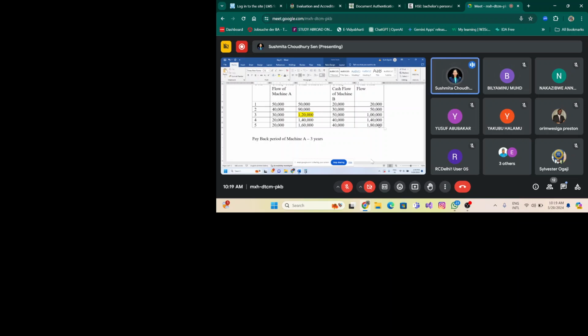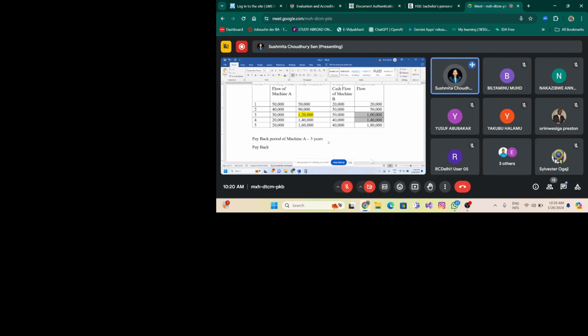Now look at the figures. In the third year I am not getting my investment back. I get more than my investment at the end of the fourth year. So my payback period will lie between the third year and the fourth year. It will be 3 years, but not exactly 4 years. It will be 3 years and a few months. So if that is the situation, how to calculate the payback period?